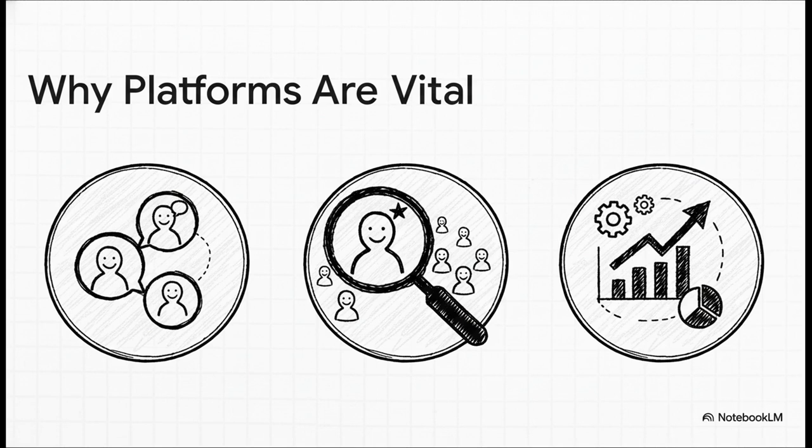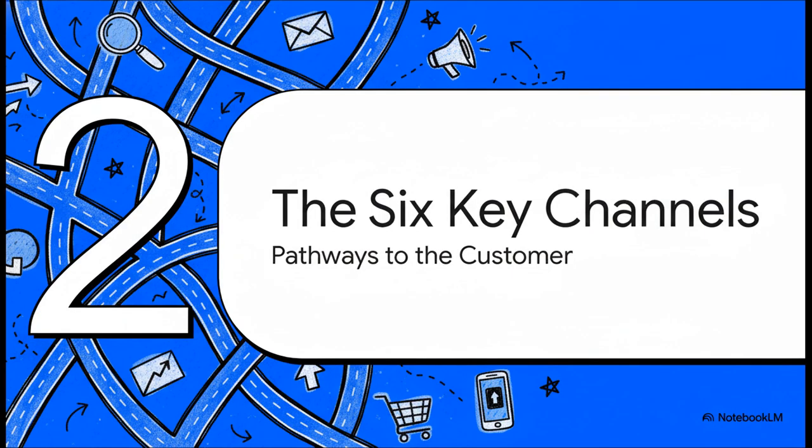First, you're not trying to force a new habit on people. You're meeting them where they already are, where they're spending their time. Second, you can target your message with incredible precision, reaching the exact people who need what you have. And finally, you can measure everything, which lets you tweak and optimize your campaigns for the biggest possible impact. Okay, so now that we get the why, let's dive into the what.